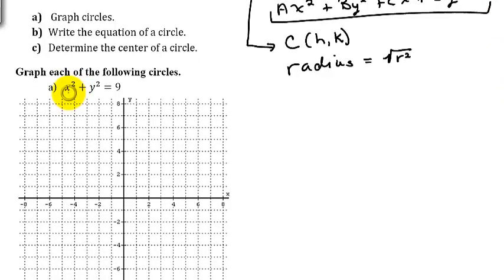So our first example here is x squared plus y squared equals 9. Notice there isn't anything inside a set of parentheses with the x being squared, same with the y. So our center is at the point (0, 0). And our radius is the square root of 9, or 3. So we have our center at (0, 0), and then from the center you just go up, down, right, and left 3 units.